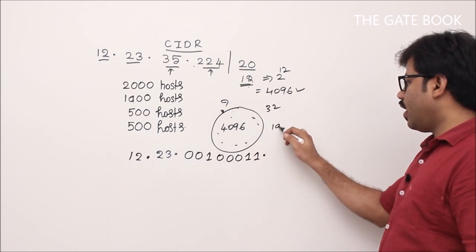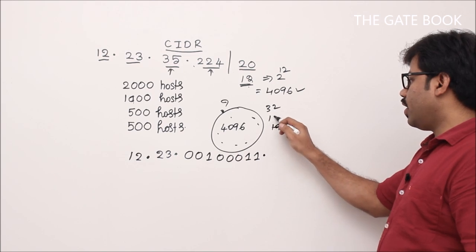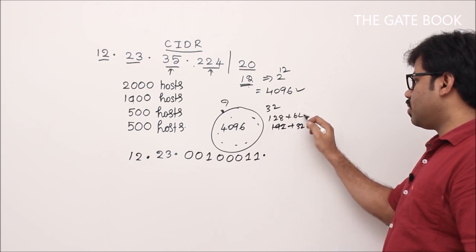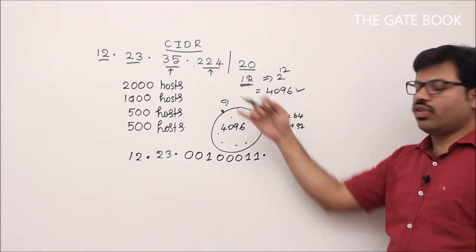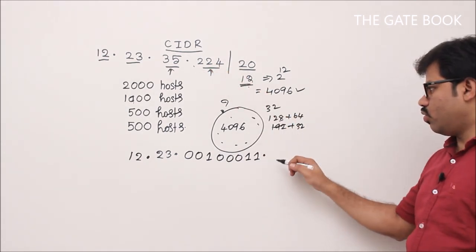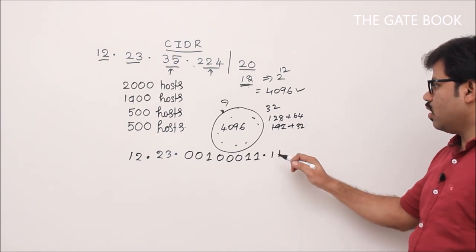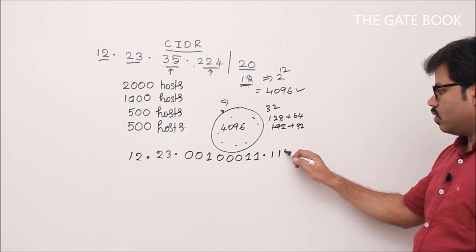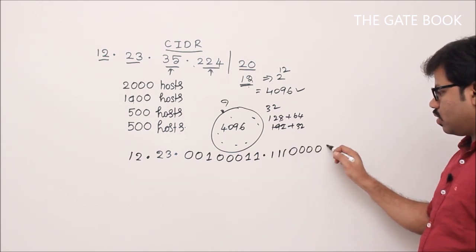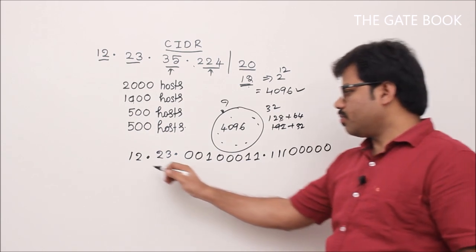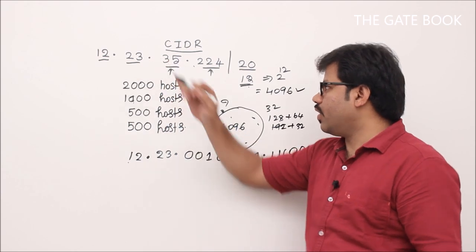32 plus 3, 35 dot 224. 224 is nothing but 192 plus 32. 192 is nothing but 128 plus 64. Of course, because of experience I am writing; you can convert 224 to binary notation. That's it. You know how to do it, right? So 128 1, 64 1, 32 1, then followed by 0 0 0 0 0. This is one of the addresses which is given.